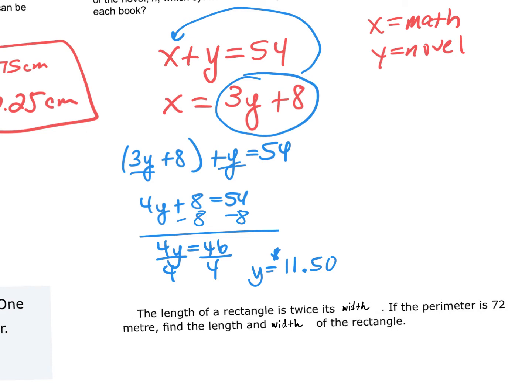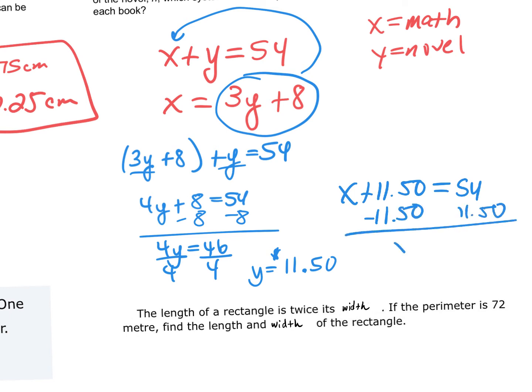So how would I figure out what x equals if I know the novel was $11.50? I can plug it back in. I can say x plus $11.50 equals 54. So I'm going to subtract $11.50 from both sides. So 54 minus $11.50. How much was your math book? $42.50.